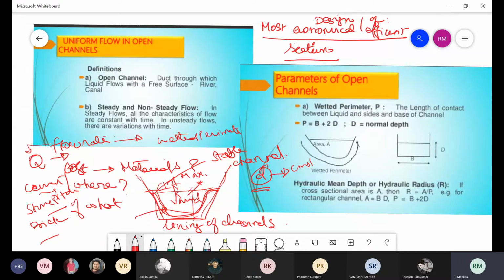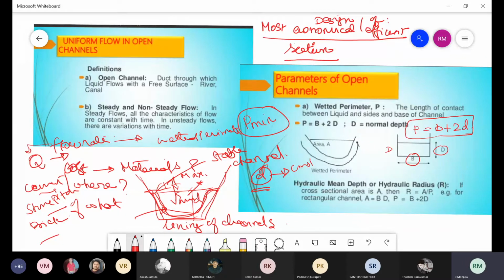What is wetted perimeter? Suppose this is a rectangular channel, B is the width, D is the depth, and you have one more depth here. So what is the wetted perimeter here? B plus 2D. Am I right? When the wetted perimeter is minimum, then you will be able to design the most economical section.